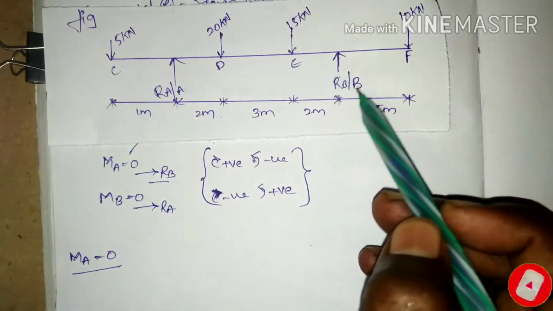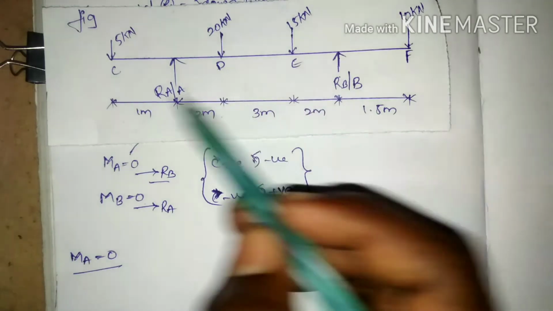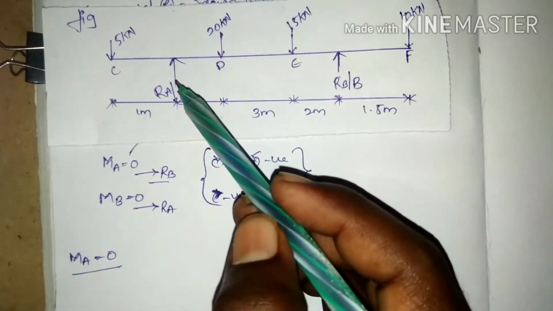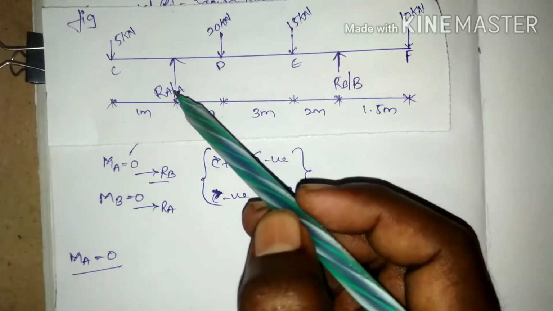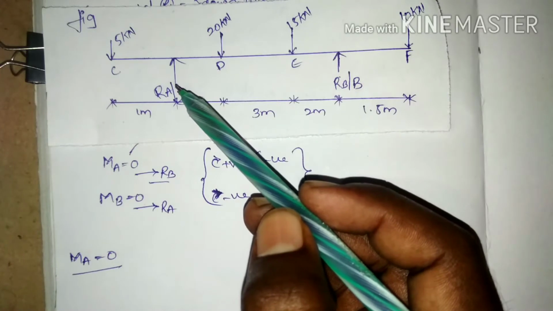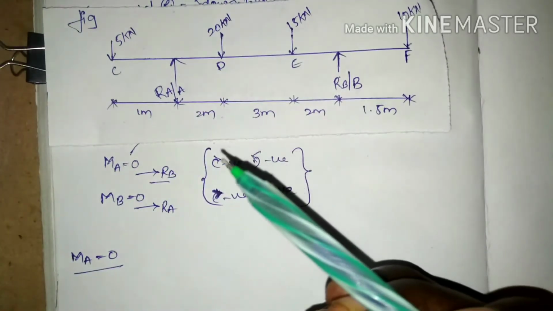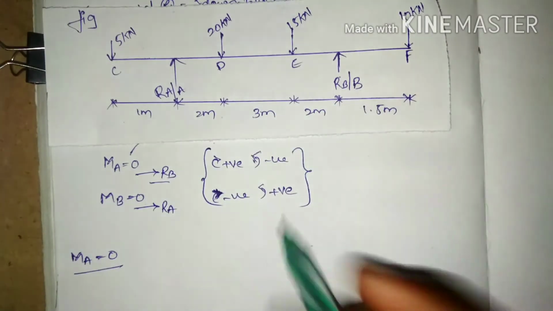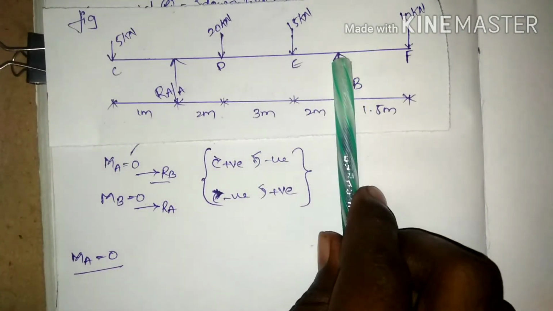Let's take the RB reaction first, because these loads are downward, and here RA does not appear in this equation because there are no perpendicular distances. When we take the moment about A equal to 0, then RA is going to be 0, so that we are having only the RB reaction, and RB is taking moment in the anti-clockwise direction like this.